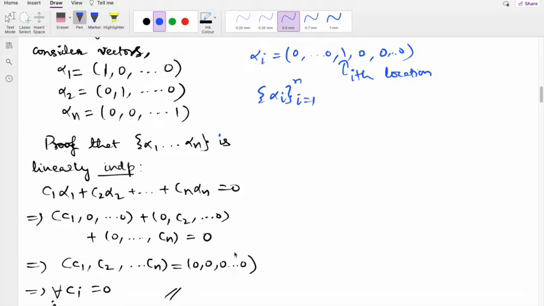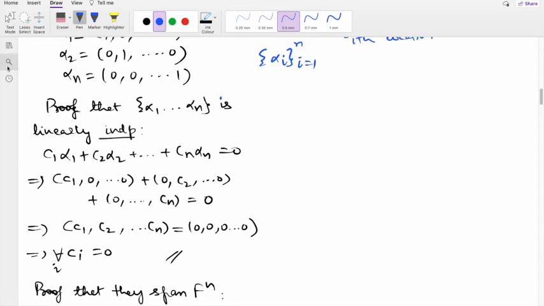That means each element has to be equal. That means for all i, Ci has to be 0, right? So what we're saying here is that if this has to be true, this implies that all Ci have to be 0. That means there doesn't exist any i such that Ci is non-zero. So therefore Ci is 0. So therefore, these alpha 1 to alpha n are a linearly independent set, right?